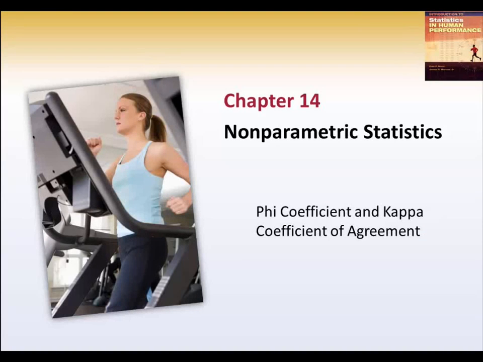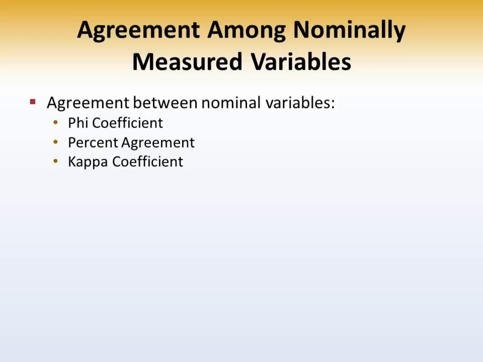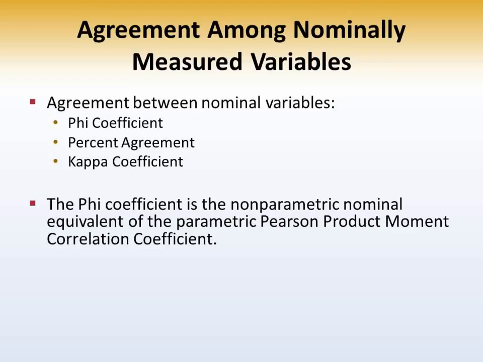Our first nonparametric statistics will be the phi coefficient and the kappa coefficient of agreement. Basically, we're looking at the agreement between two nominally scaled variables. The agreement between nominally scaled variables can be assessed with the phi coefficient, with percent agreement, and the kappa coefficient. The phi coefficient is actually the nonparametric nominal equivalent of the parametric Pearson product moment correlation coefficient.